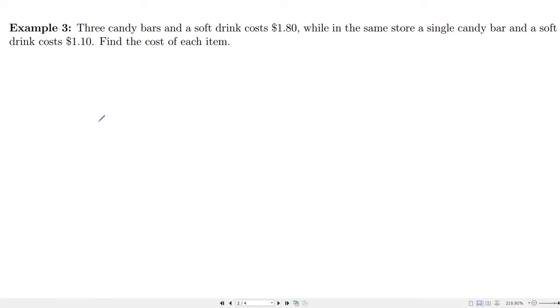Now let's say that 3 candy bars and a soft drink cost $1.80, and in the same store, a single candy bar and a soft drink cost $1.10. So let's find the cost of each of those items. So let's say that C is the cost of a candy bar, and S is the cost of a soft drink.